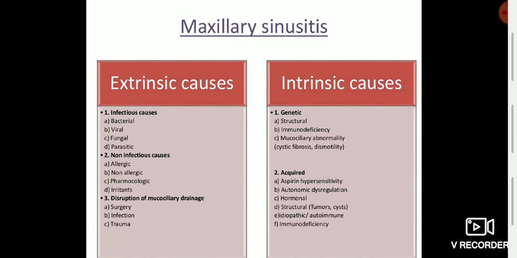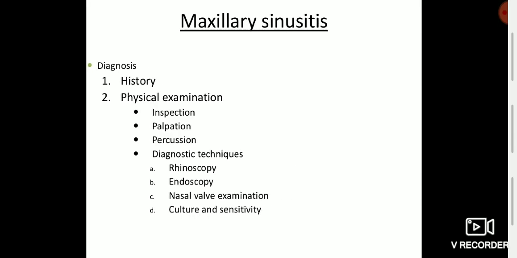Under genetic, you have structural, immunodeficiency, and mucociliary abnormality. Under acquired you have aspirin hypersensitivity, autonomic dysregulation, hormonal, and structural. Under structural you have tumors and cysts. Next one is idiopathic, and finally immunodeficiency.